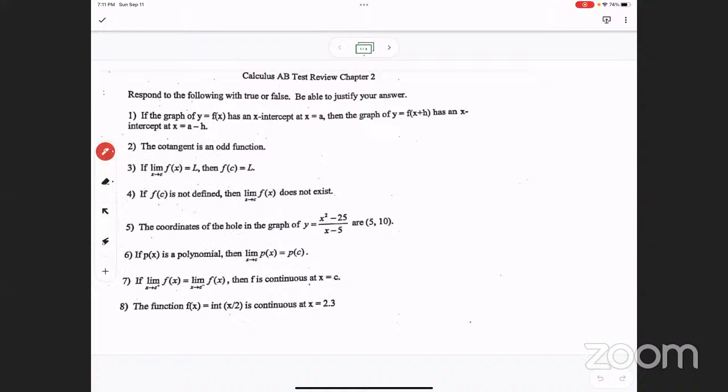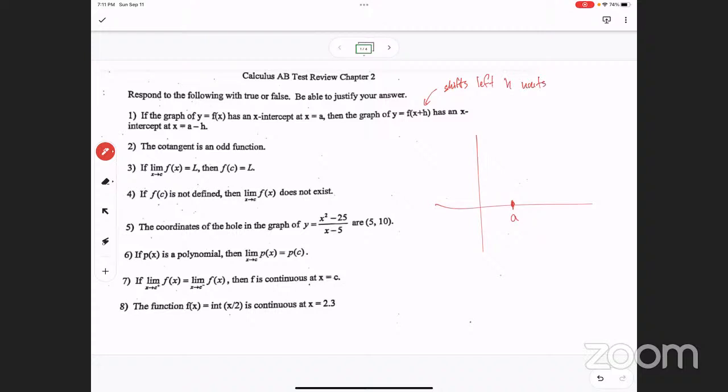Okay, so let's just visualize this. If the graph has an x-intercept at x equals a, so here's a, so there's an x-intercept, then the graph of y equals f of x plus h, you're shifting it. Where does this shift it? Remember the shifting, it shifts left h units.